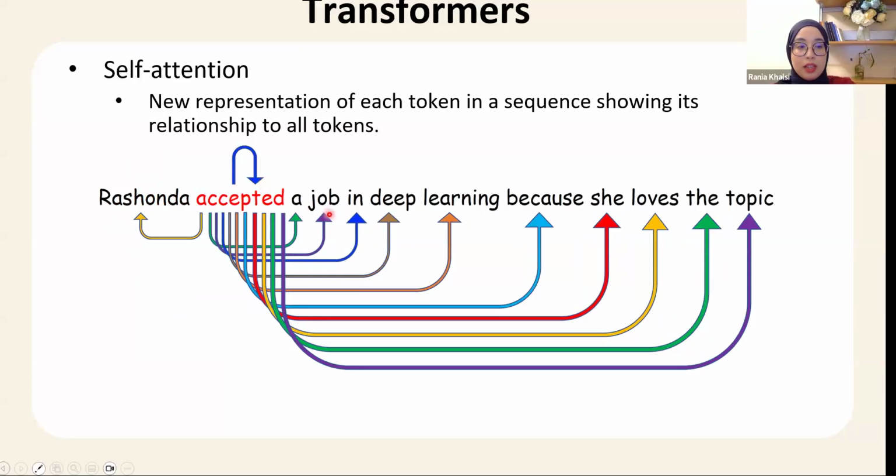For example, the model learns a strong relationship or correlation with words like accepted, or she: Rashanda, or she accepted. So here there is a stronger correlation between the verb and the subject name. Since this "she" refers to Rashanda, this "she" mainly refers to the entity in this sentence which is the first token, I mean, Rashanda.